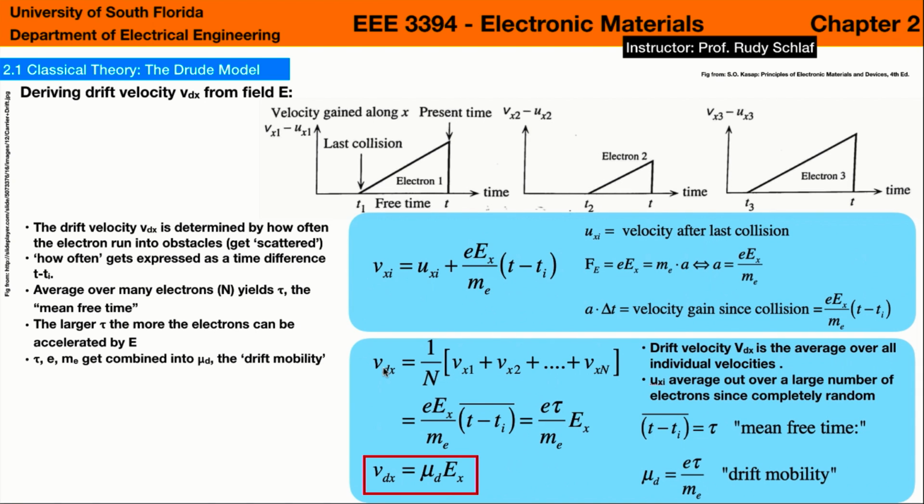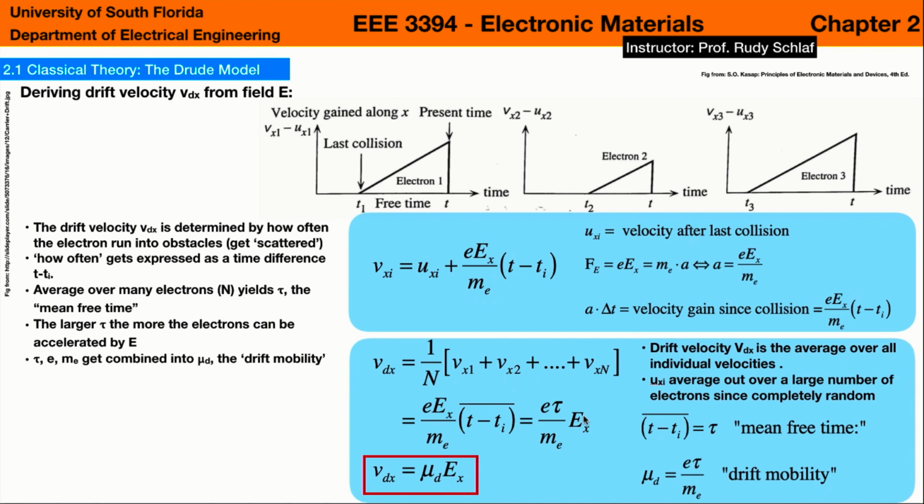Now if we want to calculate the average drift velocity for all electrons, we need to add up all the individual v_xi's, and divide by the number of electrons. So when we add up all the individual velocities, we see that the velocities after the collisions, since they're completely random, they just cancel out, and so we're left with the acceleration times the time difference, the average time difference between collisions, averaged over all of the electrons. And this average time difference is called the mean free time, and usually that is denoted with a tau.